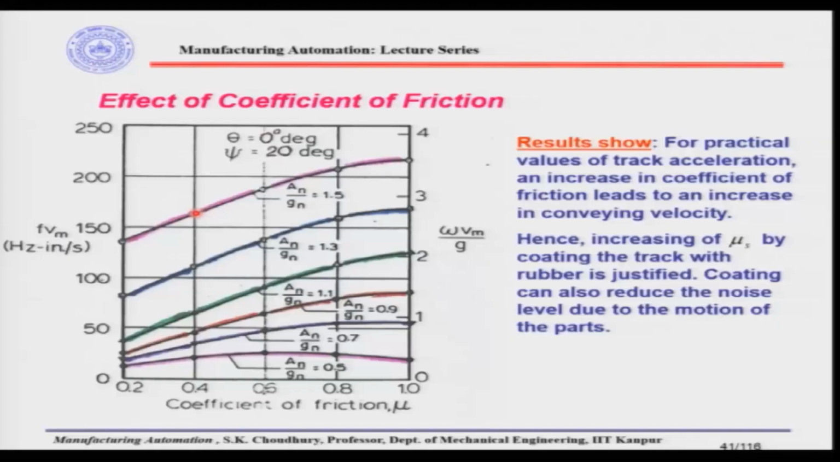Next is the effect of coefficient of friction. The higher the coefficient of friction, the higher the conveying velocity of the bowl feeder. Therefore, there is a point in coating the track with rubber or some material so that the coefficient of friction is higher. However, as we discussed last time, it has to be decided based on the combination of the material of the track and the part being conveyed. This much we have seen last time.